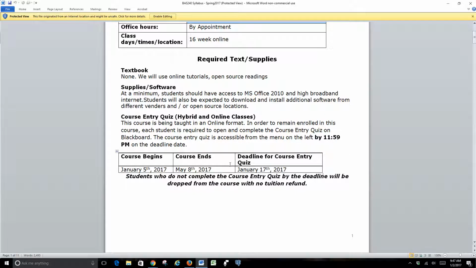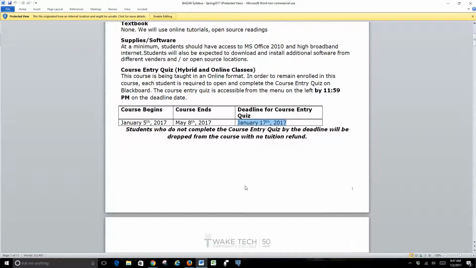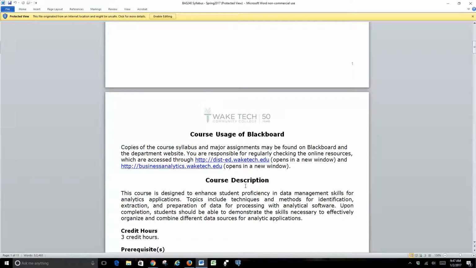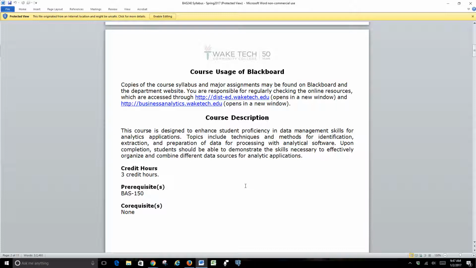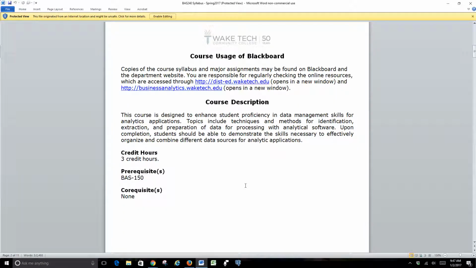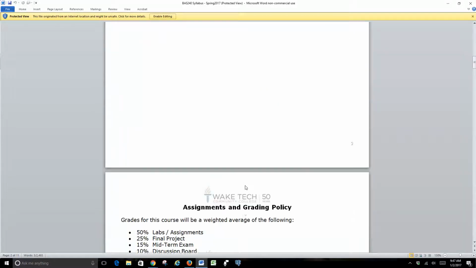And as I mentioned, the course entry quiz must be completed by you by January 17th. Otherwise, you'll be dropped from the course. And that's a Wake Tech requirement. Okay, so there's usage of Blackboard and all that kind of stuff, pretty standard templated. It is a 3 credit hour course with that prerequisite.